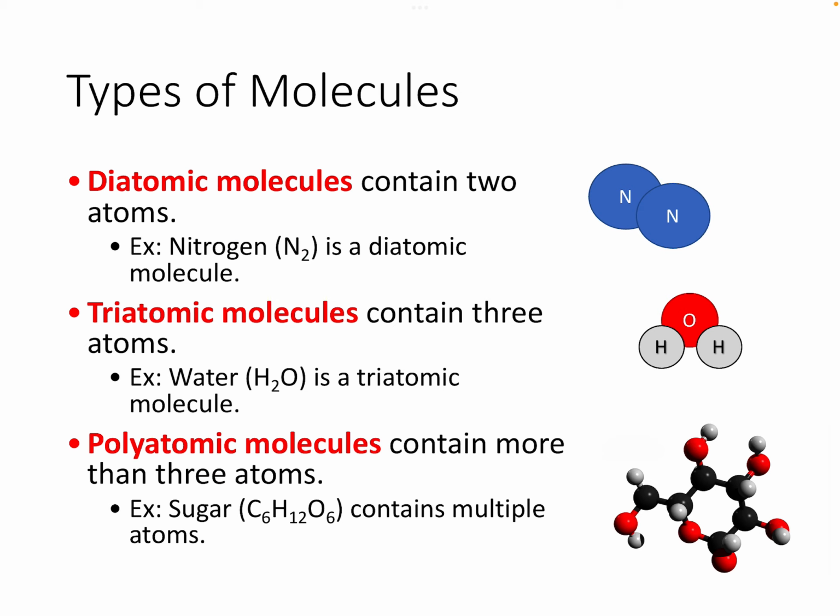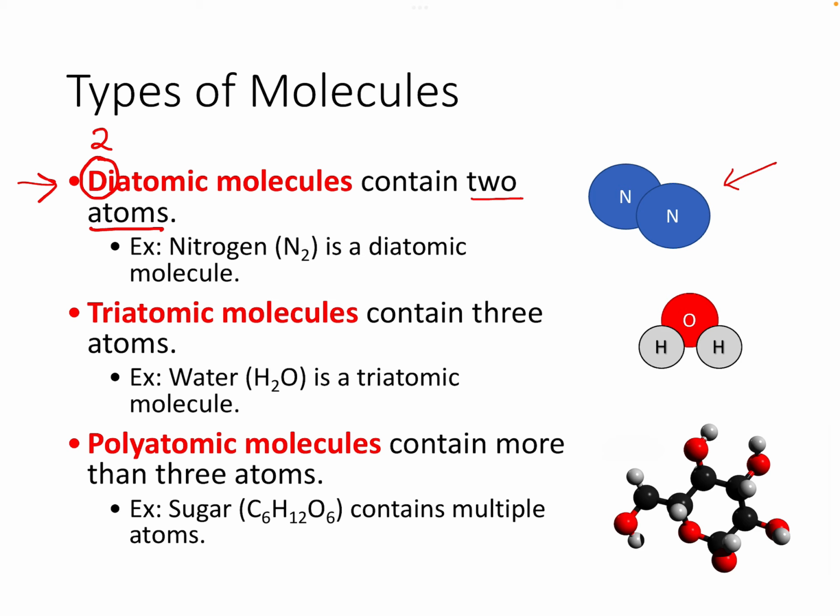Now, there is another way that we can describe molecules, because sometimes molecules will have 2 atoms, sometimes they'll have 3 atoms, etc. So let's say that you have a molecule that does contain just 2 atoms. One example is nitrogen gas, N2. So nitrogen is given the symbol capital N. This would be described as a diatomic molecule because it contains 2 atoms. So the prefix di means 2.